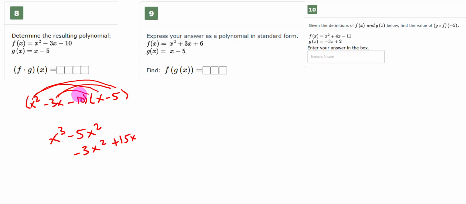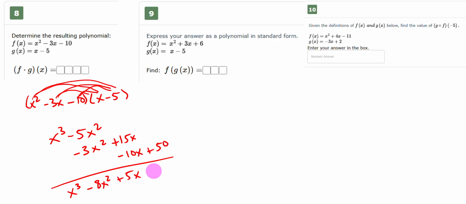Done with that one. Now distribute the negative 10. Negative 10 times x is minus 10x. Negative 10 times negative 5 is plus 50. So now just add them all up. X cubed minus 8x squared plus 5x plus 50. That's what goes in each one of these boxes. X cubed minus 8x squared plus 5x plus 50.